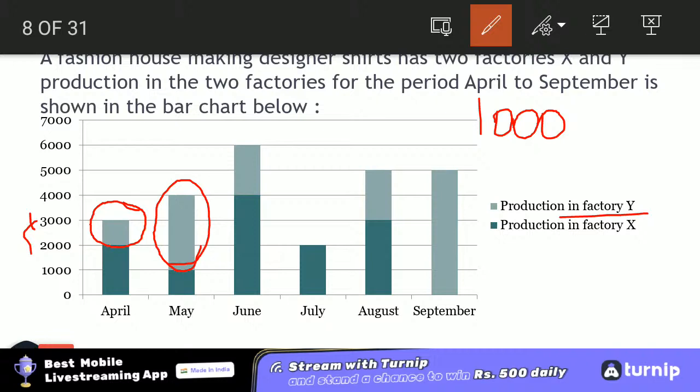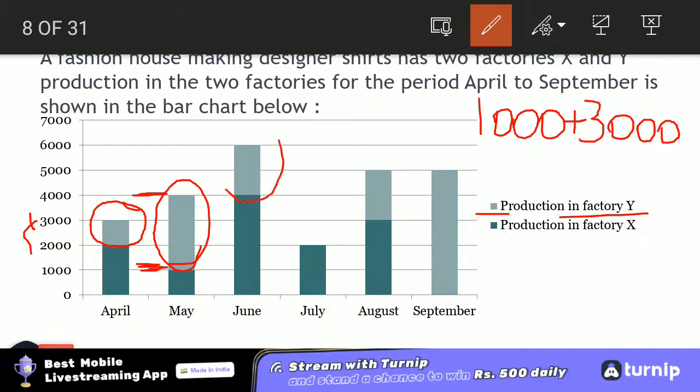देखिए, Y की पहले कितनी थी? X ने 1000 करी है. 1000 से 4000 तक जितनी भी है वो हमारी Y की है, क्योंकि लाइट ग्रीन Y डिनोट कर रहा है. तो 1000 से 4000 तक 3000 हुई. So 3000 was the production of Y in the month of May.